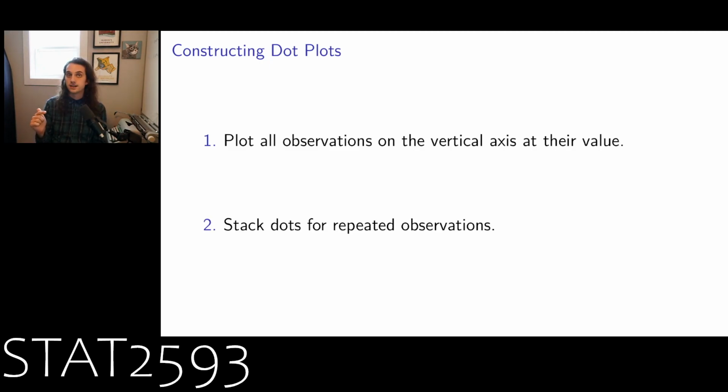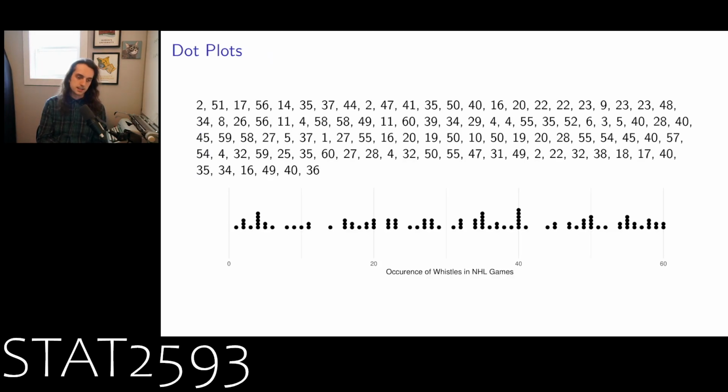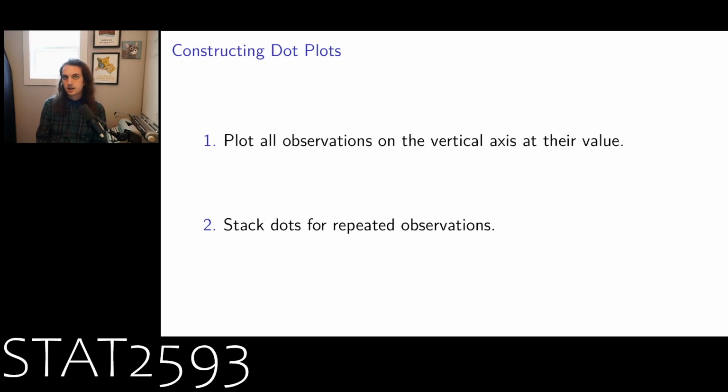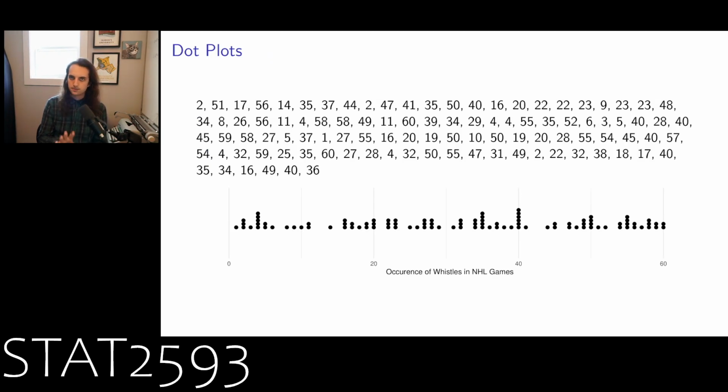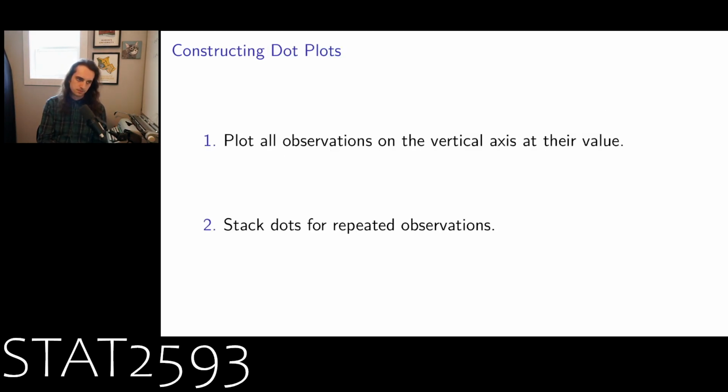Whenever we have a single observation appear more than once in a data set, we start stacking them up. So you can see in the different piles right at 40, there are more observations than there are at other points. And that's how we construct a dot plot. It's a very simple way of fully summarizing the data. We can go directly from our dot plot back to our data set. You could take a data set and derive a dot plot directly from it.